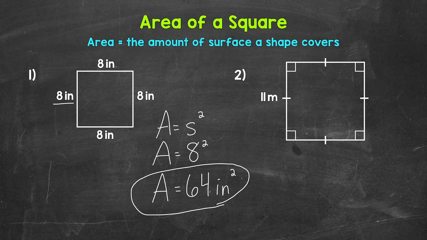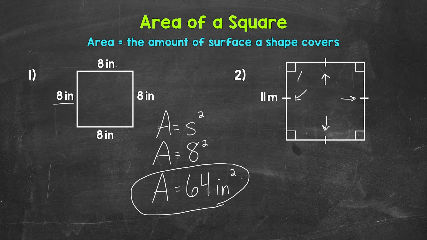Let's move on to number 2, where we have a square with sides that are 11 meters. And you'll notice that we only have one side labeled. That's because this is a square and we know all of the sides are going to be the same. They're all going to be 11 meters. The tick marks on each side of this square show us that they are all the same. We have one tick mark on each side, and that indicates that, again, all of the sides are the same.